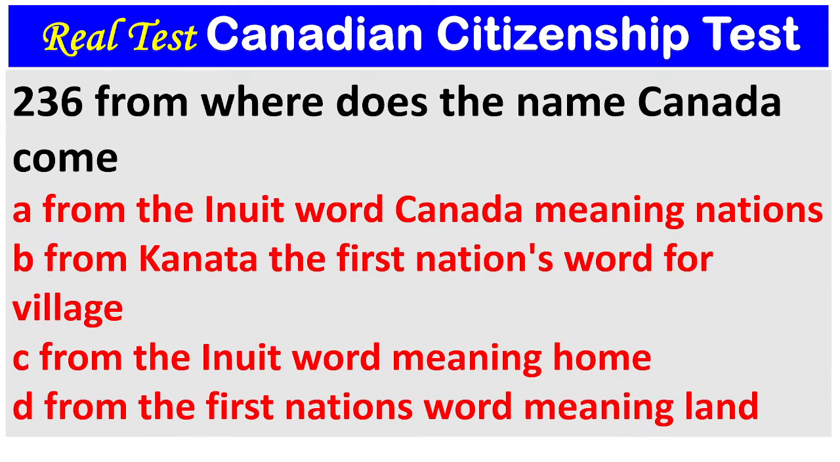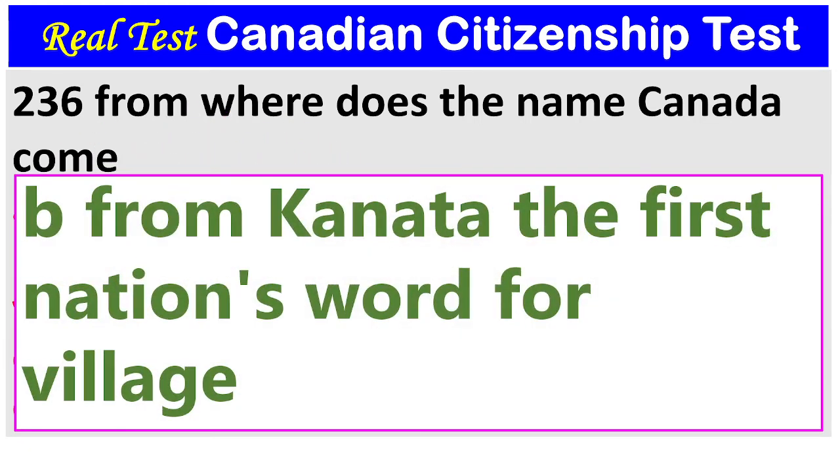Question 236. From where does the name Canada come? A. From the Inuit word Canada meaning nations. B. From Canada, the First Nations word for village. C. From the Inuit word meaning home. D. From the First Nations word meaning land. The answer is B. From Canada, the First Nations word for village.